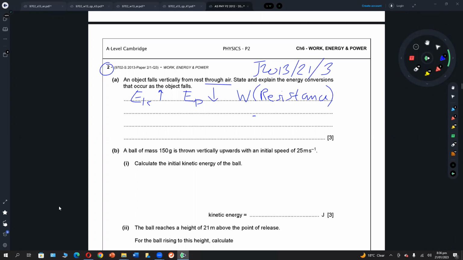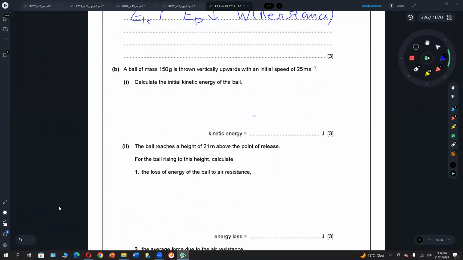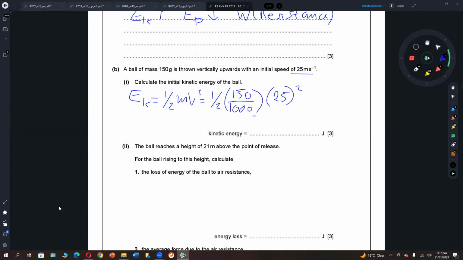Okay, a ball of mass 150 gram is thrown vertically upward with an initial speed of 25 meter per second. To calculate the initial kinetic energy, the formula says EK is equal to half m v square. Mass is 150 gram, so I will use 150 upon 1000 into 25 square. So please help and solve this simple calculation.